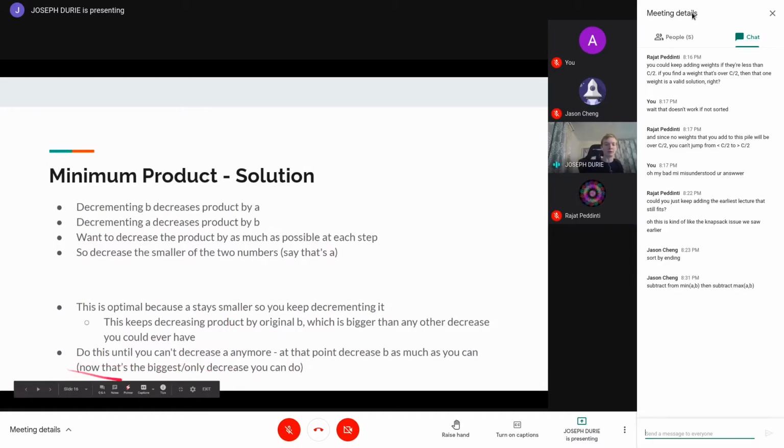So this part is a little bit hand wavy because we haven't shown that this is strictly better than doing some decrements of A and some decrements of B. We haven't really shown that this part doesn't break the greedy solution, but intuitively it makes sense that you want to do these big decreases as much as possible, and then this is your only option, so you do that. Questions on this?